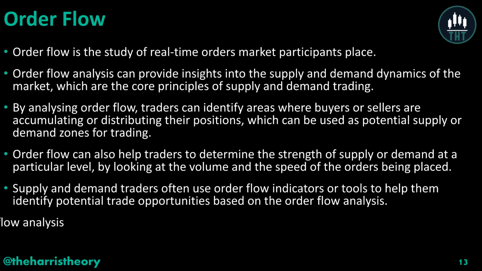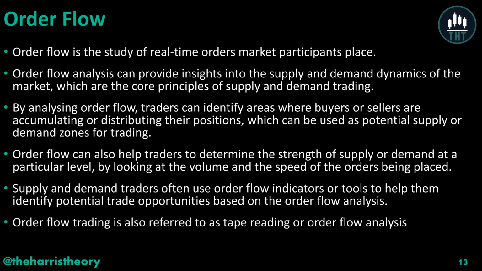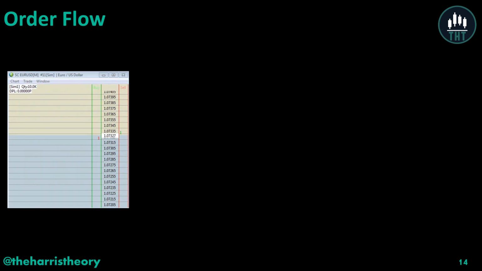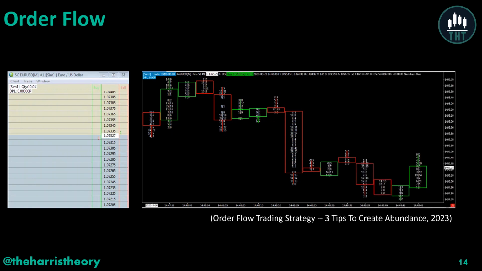Order flow trading can also be referred to as tape reading or order flow analysis. Here we can see a typical order flow chart. It shows you exactly how many buys and sells were executed at each price level. You can also use what's called footprint charts. Now, these can be very difficult to read for a beginner, but what a footprint chart does is it shows us how aggressive the buyers and sellers are.